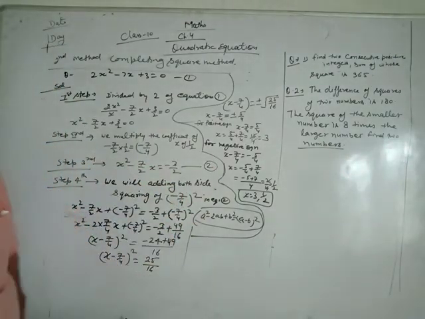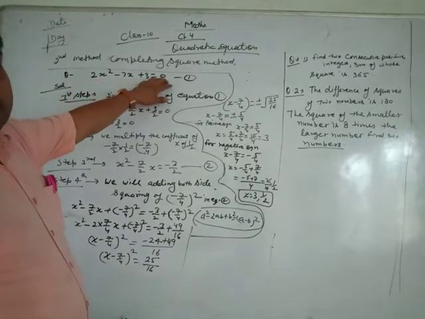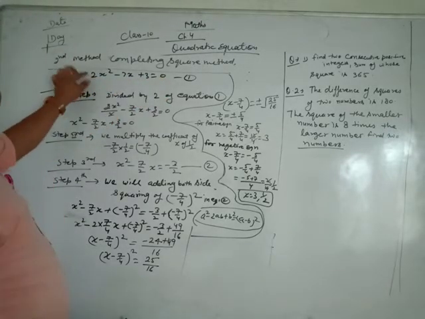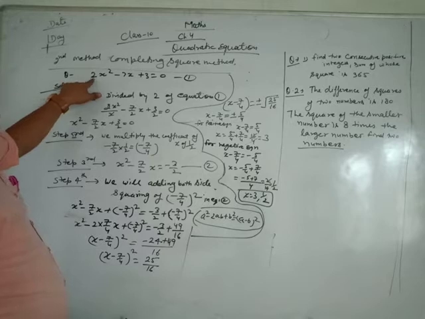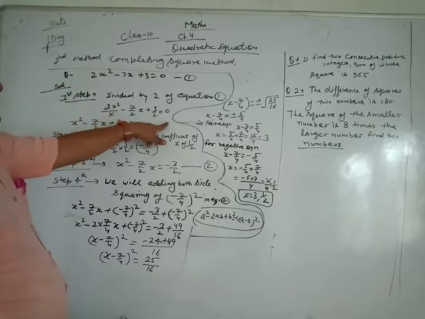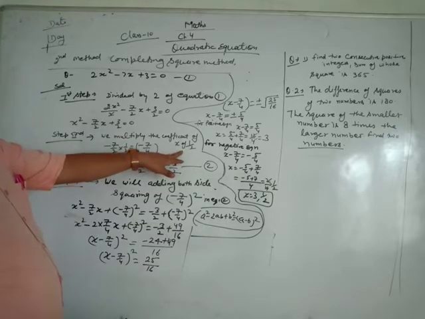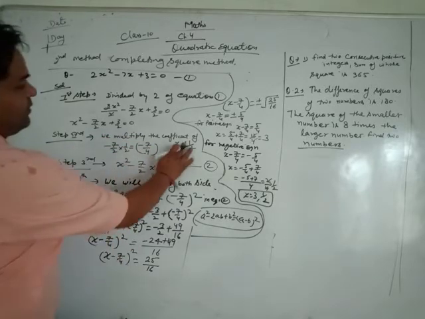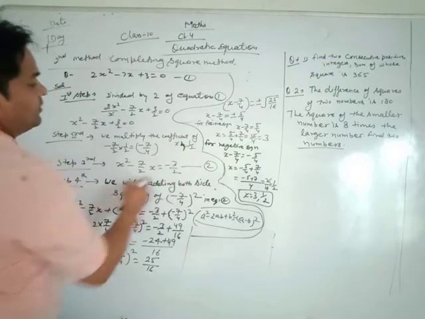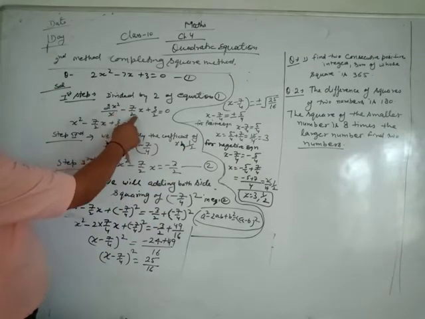I am repeating it again. Firstly, if we have been given this equation, we will remove the coefficient of x square, dividing by it. Second, we multiply the coefficient of x by 1 by 2. So here the coefficient of x equals minus 7 by 2.